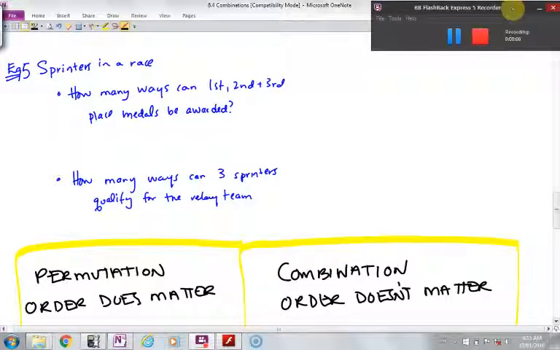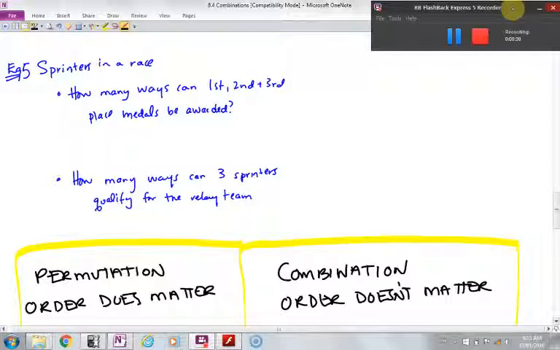Here's an example of that same kind of problem. Okay, we have sprinters in a race. There's 5 of them. We're going to award medals to the first, second, and third place sprinter. How many ways could the first, second, and third place sprinter medals be awarded?